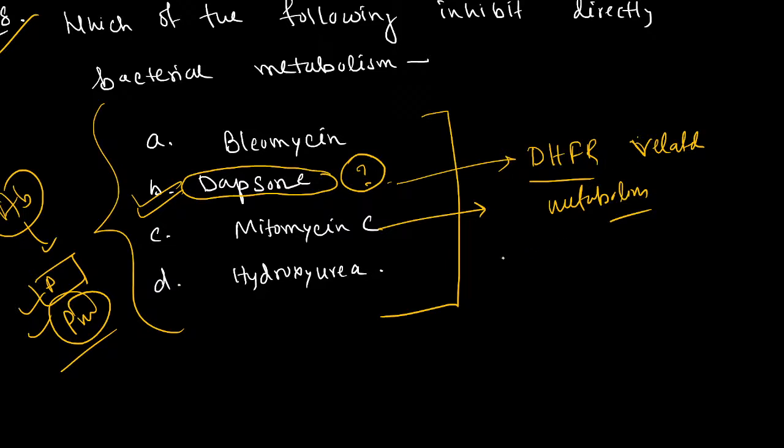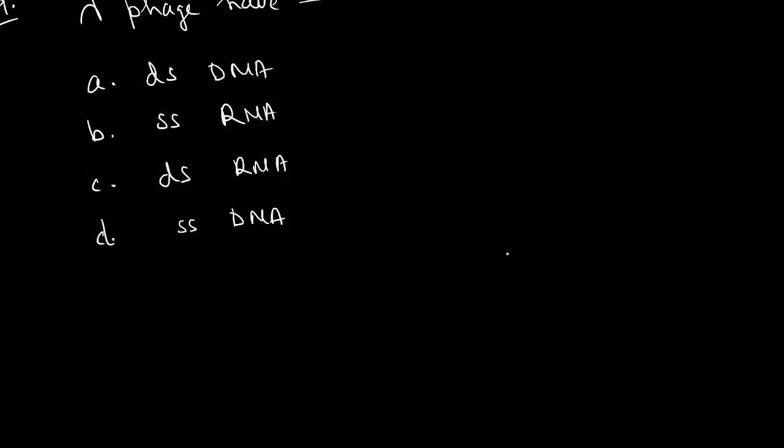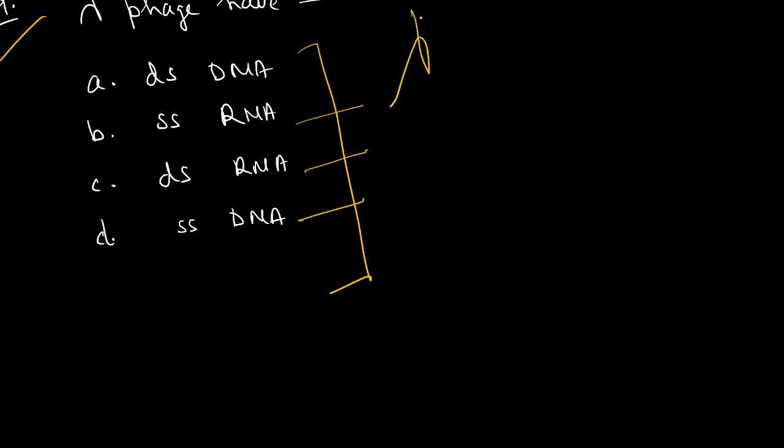Okay, please check it once. Question 39: Lambda phage has which of the following: double stranded DNA, single stranded RNA, double stranded RNA, or single stranded DNA? Lambda phage, lambda. Hope you remember lambda phage. I am just waiting for your answer, and then we have only one question. Okay, we are in time.